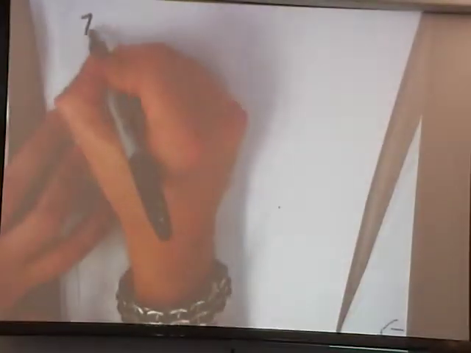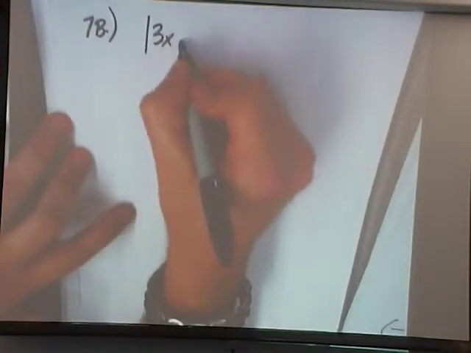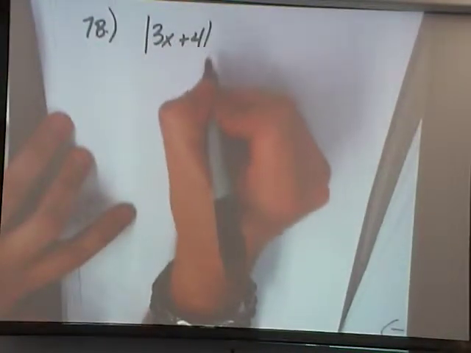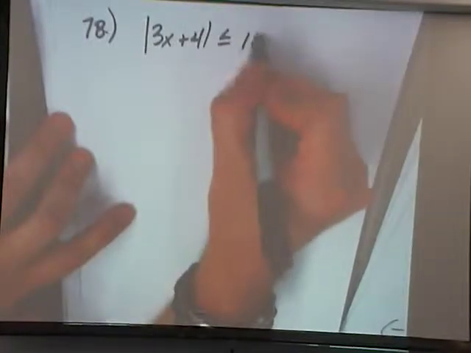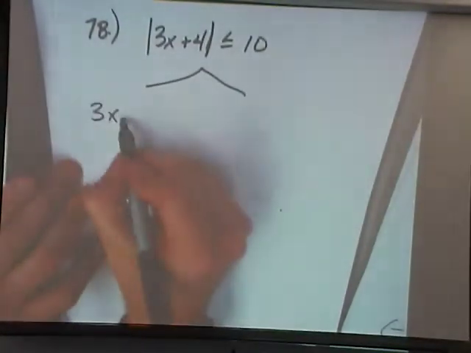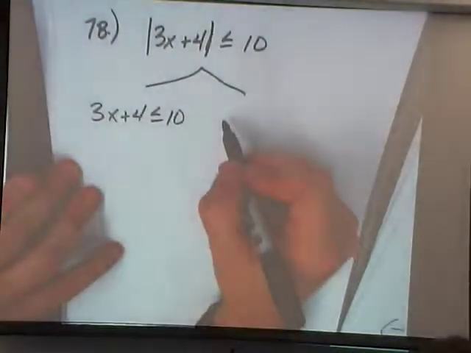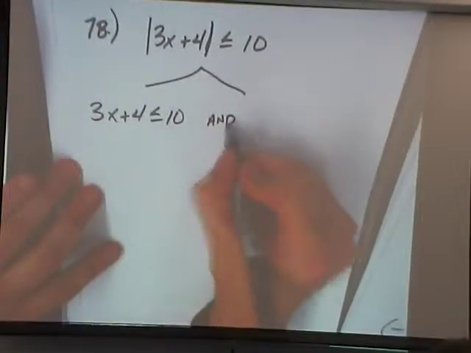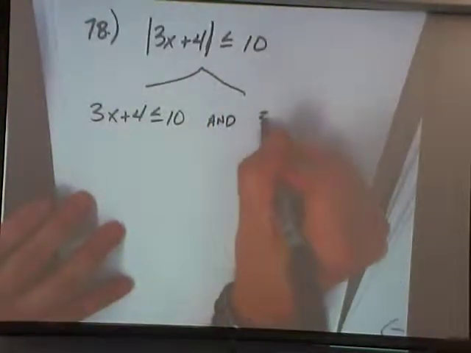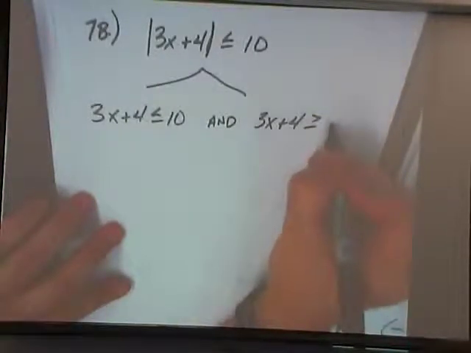Alright, 7B. Less than or equal to 10. Alright, make the 2 equations. Here we're going to use and, because it's less than. Second equation, don't forget to flip the sign and take the opposite.